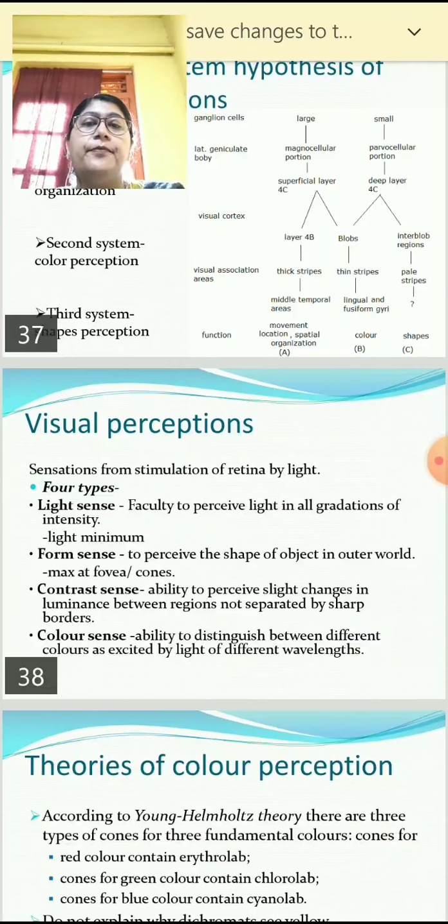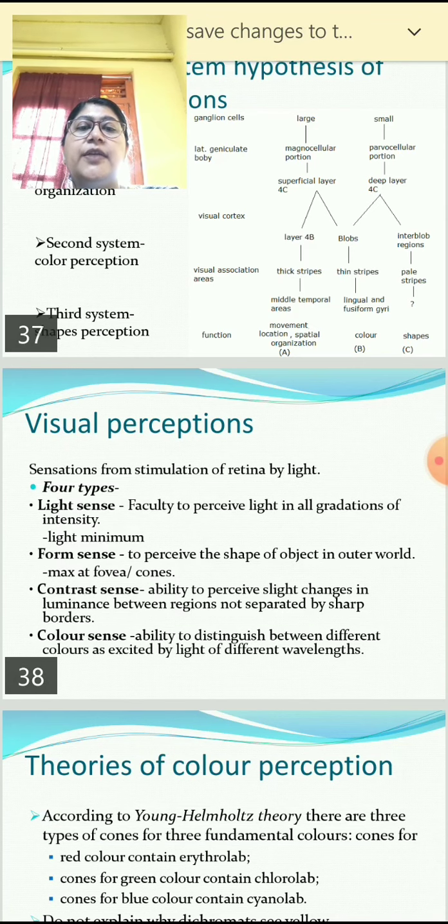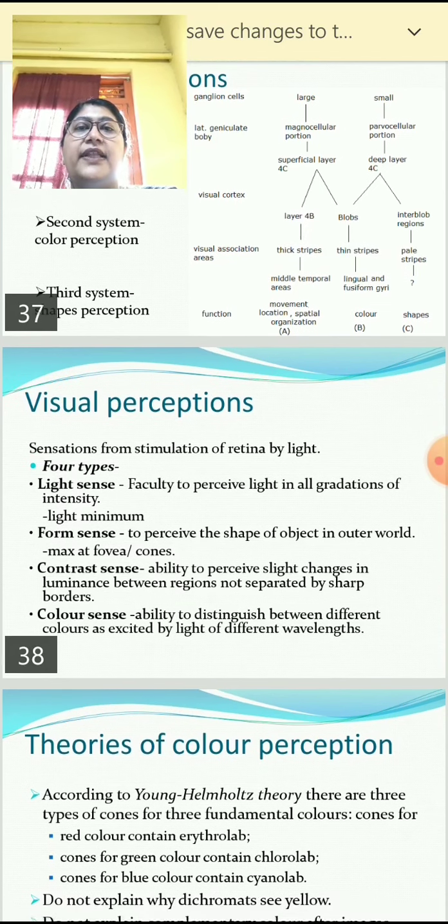We have four types of sense: light sense, form sense, contrast sense and color sense. Light sense means facility to perceive light in all gradations of intensity. Form sense means to perceive the shape of objects in the outer world, maximum at the fovea and cones. Contrast sense is the ability to perceive slight changes in luminance between regions not separated by sharp borders. And color sense is the ability to distinguish between different colors as excited by light of different wavelengths.